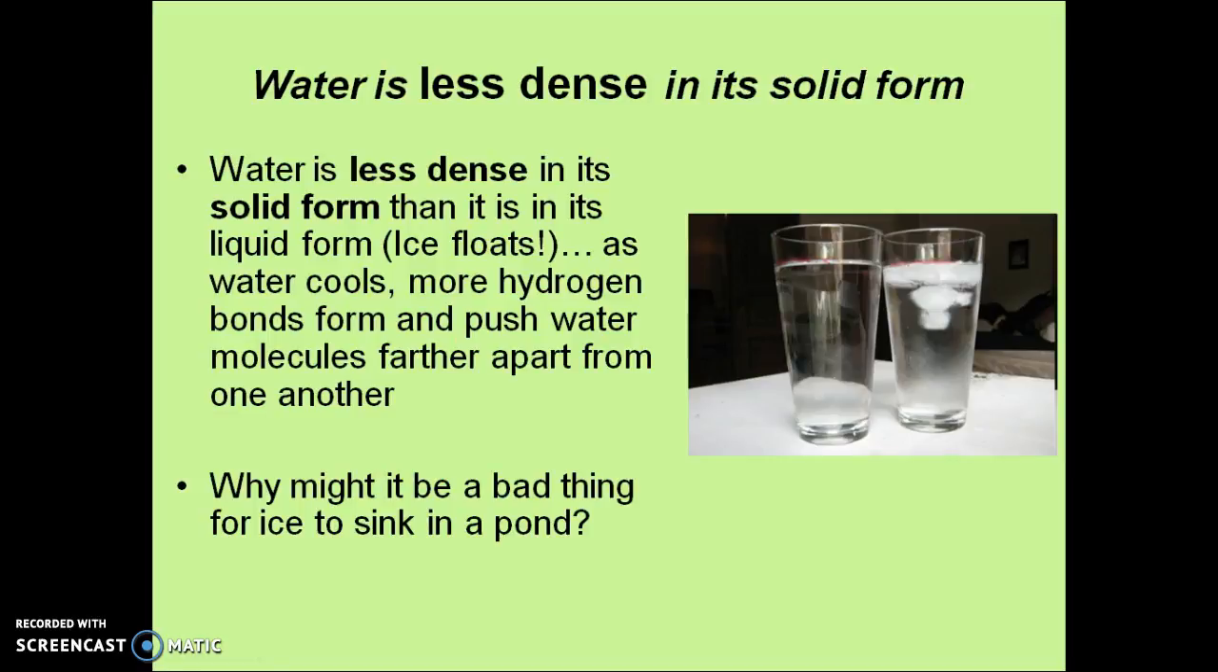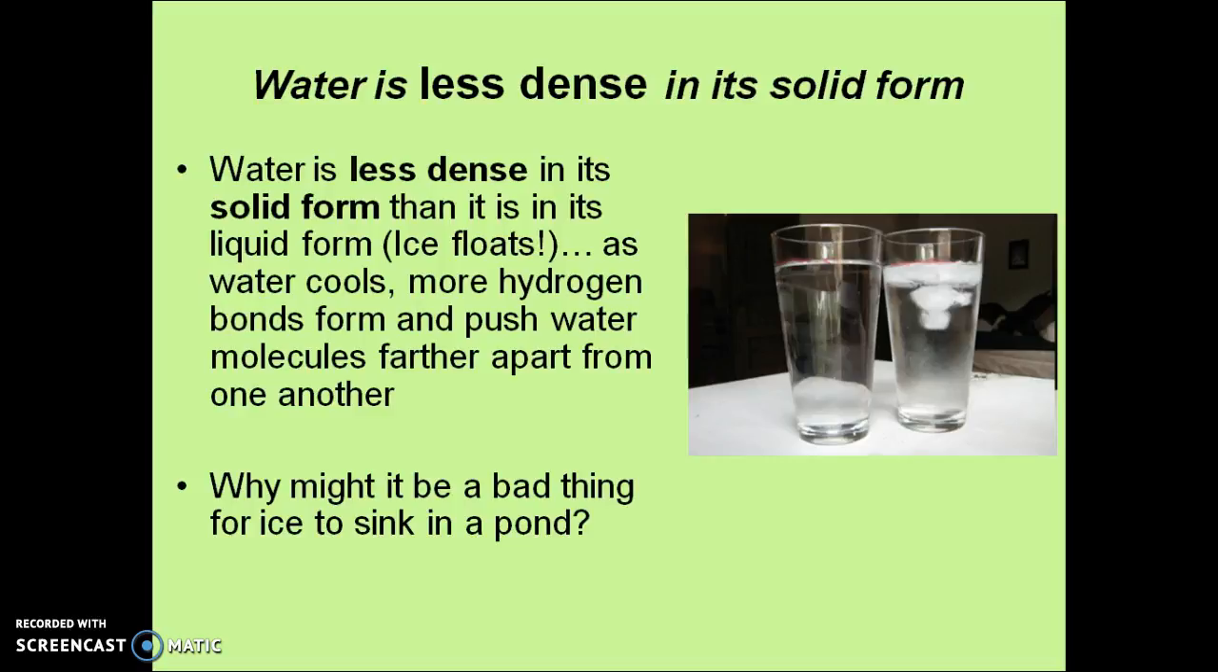Well, think about what happens in the winter. You have an ice layer form on the top of the pond, and it floats. That kind of insulates the water below it and prevents the water below it from getting too cold. That allows your fish and other organisms to survive during the winter time.